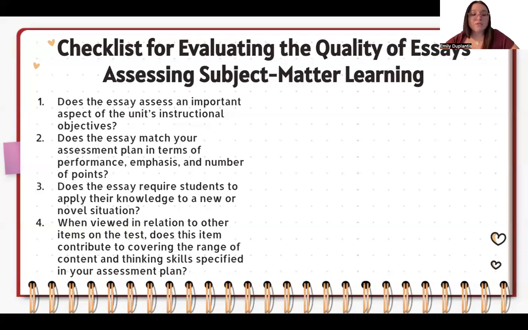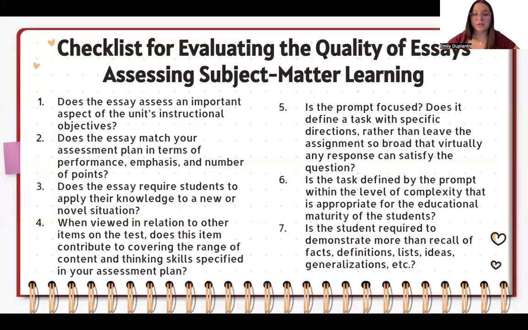Number 4, when viewed in relation to other items on the test, does this item contribute to covering the range of content and thinking skills specified in your assessment plan? So a lot of times we backwards design, should be every time, right? We create the assessment and then we start at lesson 1, building towards this assessment that we've created. But we also create an assessment plan. What do students need to know to be successful on this assessment? So, in other words, does the essay prompt align with the assessment and the assessment plan?